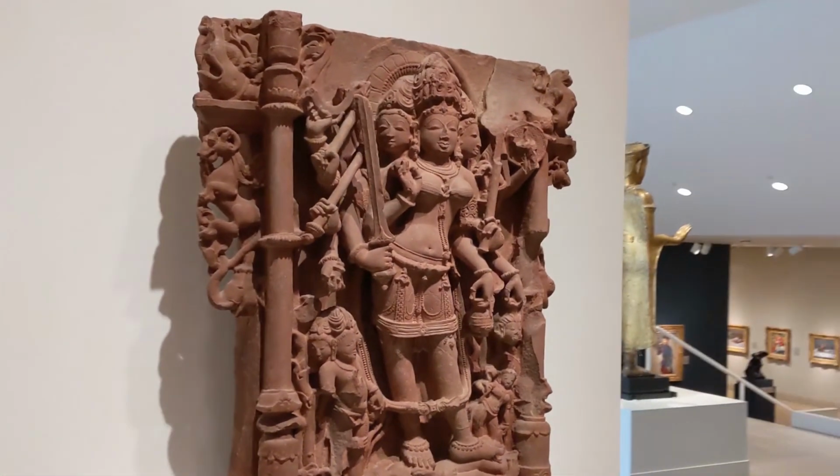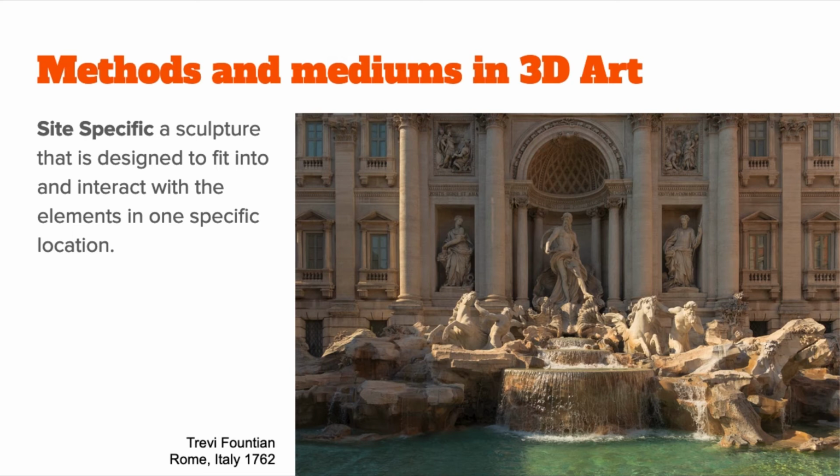There's also 3D artwork that is site-specific. This is a sculpture that is designed to fit into and interact with elements in one specific location. The Trevi Fountain in Italy is one such example. The Trevi Fountain is tied directly to its location, the Palazzo Poli. The fountain is so iconic, you cannot separate it from its location. The Trevi Fountain is also one of the oldest fountains in Rome. Therefore, if you remove the sculpture from the fountain, it no longer becomes the Trevi Fountain.